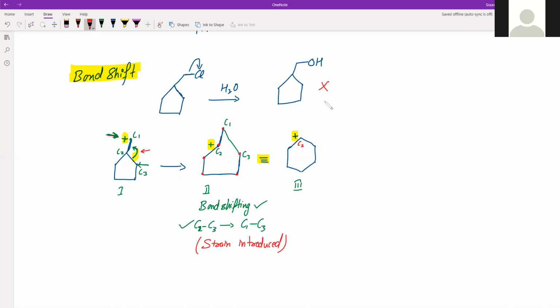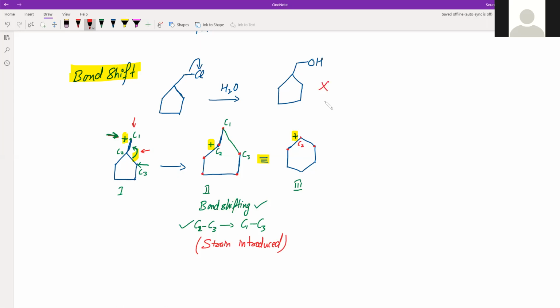So now check the stability of this carbocation. If there is a positive charge here, first, there is no strain. Second, there is a carbon here, there is a carbon here. So obviously it is more stable as compared to this, which was having only hydrogen and hydrogen in this C1. This C1 was connected with only 2 hydrogens and 1 carbon, but here this C2 is connected with 2 carbons. So that's why this is more stable.